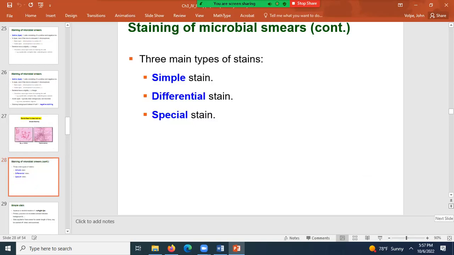All right, if there's no questions about acid and basic stains, then let's move on to the different types of stains. There are three main types of stains: a simple stain, a differential stain, and special stains. A simple stain is when you're applying only one stain to the specimen.